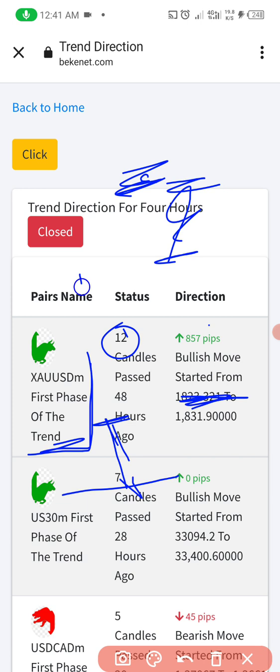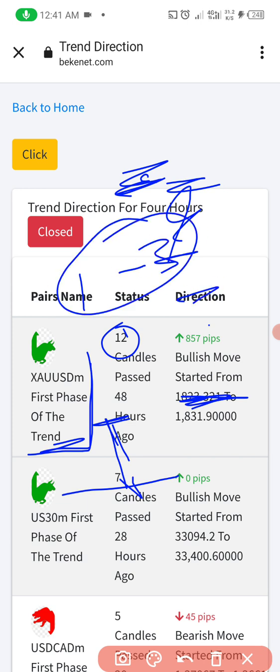First phase, 1 to 3 candles maximum. Number of pips should not exceed 40 pips. Simple and straightforward. Very simple. First phase, 1 to 3 candles only. This is 4 hours. 1 to 3 candles, you are okay. If it's more than 4 candles, leave it.